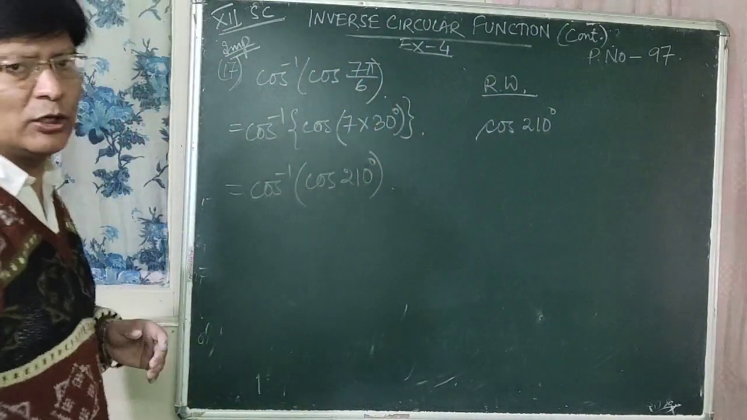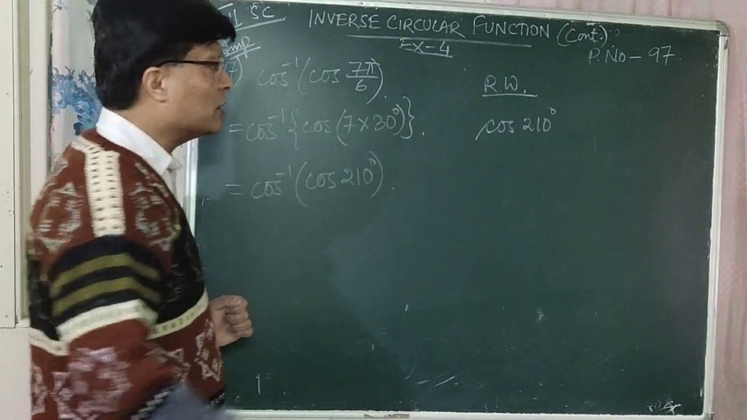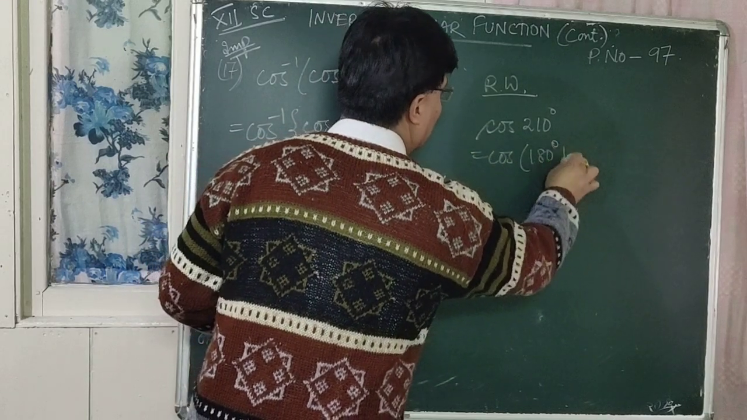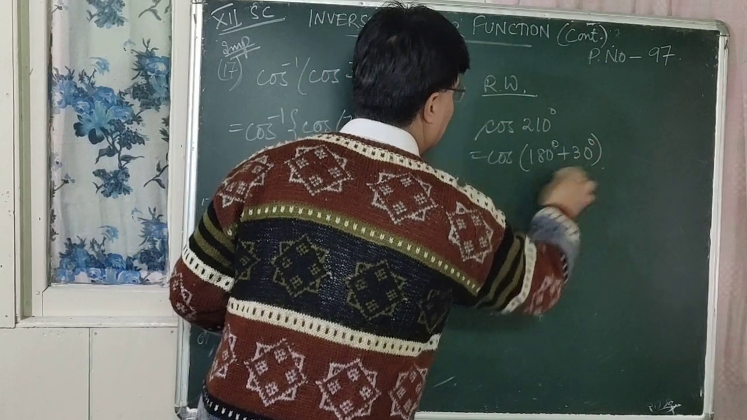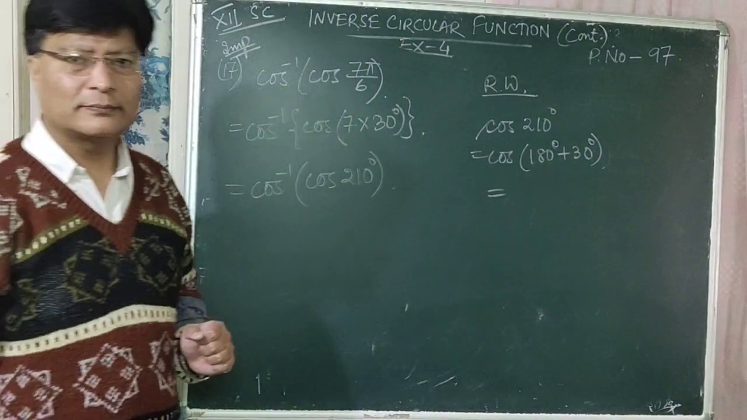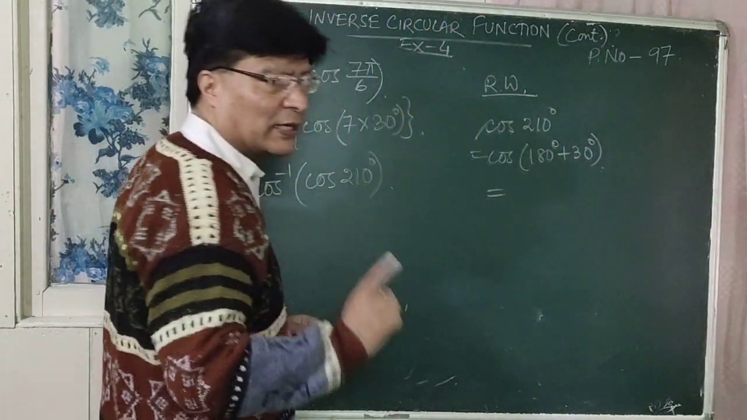Now, what is cos 210 degree? So it is equal to cos, how will you write 210 degree? This is 180 plus 30 degree. What is cos 180 plus 30 degree? What is it? What is the cos 180 plus theta formula?